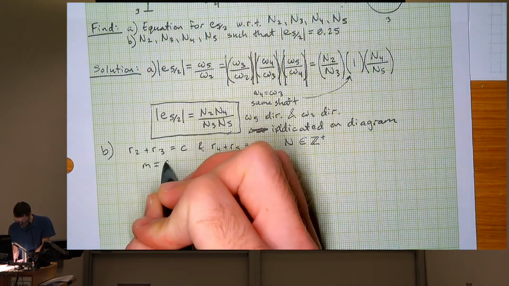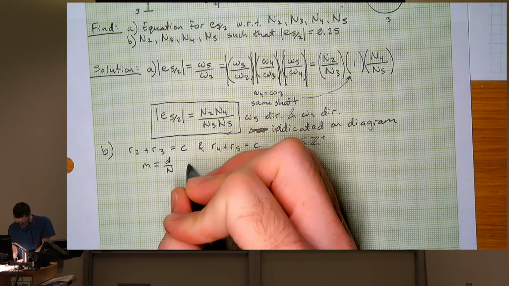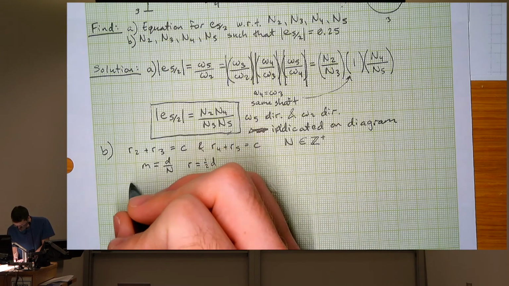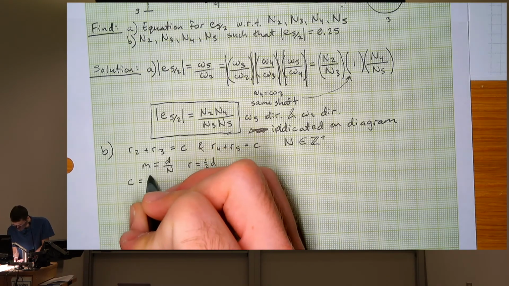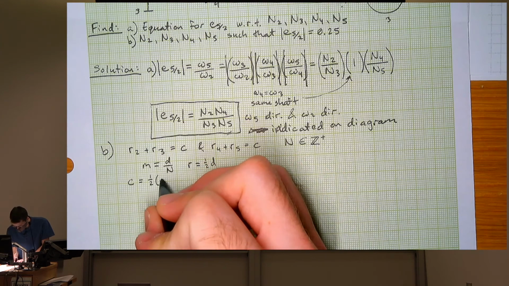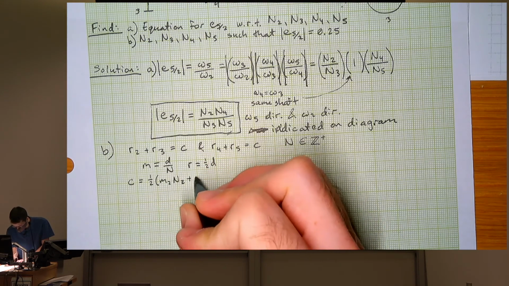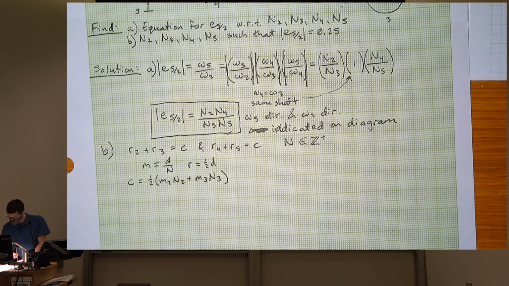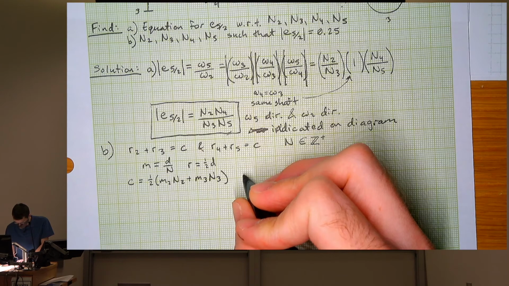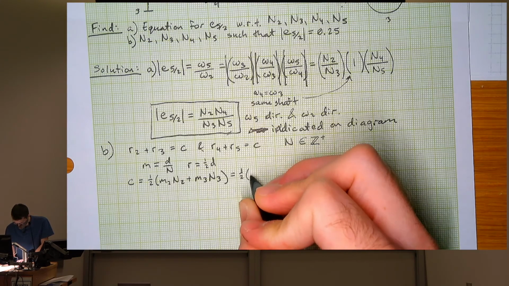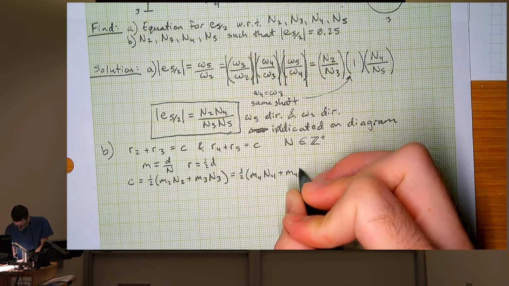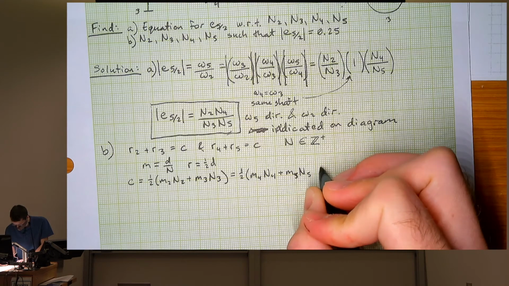We know that m is equal to d over n. And we know that r is just 1/2 d. So we can rewrite this expression above as c being equal to 1/2 m2 n2 plus m3 n3, like that. And similarly, we could also write that that's going to be equal to 1/2 m4 n4 plus m5 n5.